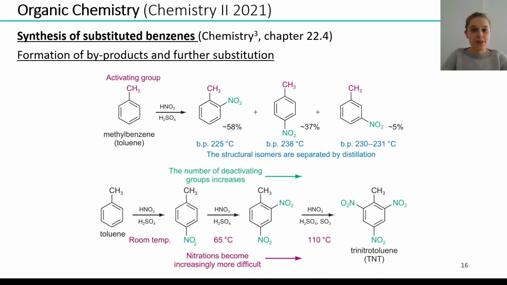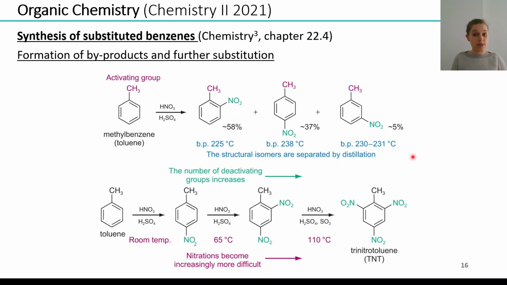Let's continue with the formation of byproducts and further substitution. In an electrophilic substitution, usually a mixture of structural isomers is formed. For example, in the nitration of methylbenzene, we can see that there are 3 structural isomers resulting in different amounts. As we just learned, the methyl group is a 2,4 directing activator, and therefore the nitronium ion is directed to the position 2 and 4 in the ring. That's why we expect to see these 2 structural isomers. Nevertheless, there is a very small amount of 3-nitromethylbenzene formed.